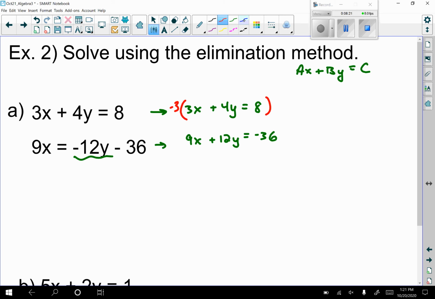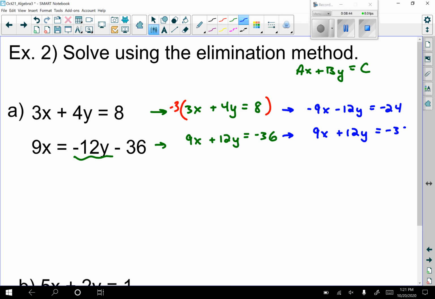And what I'm going to do is continue to show my steps very neat and organized. I'm just going to keep moving over and then I'll move down. I don't want you guys showing your work all over the place. Be very neat and organized with it. So my first equation is changing. It's becoming a negative 9x minus a 12y equals a negative 24. My second equation is staying the same.